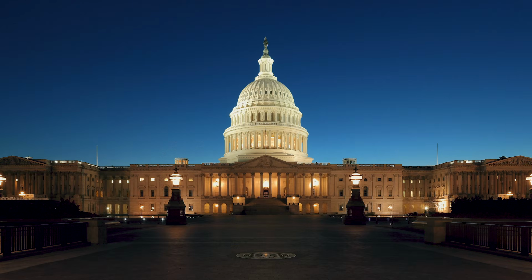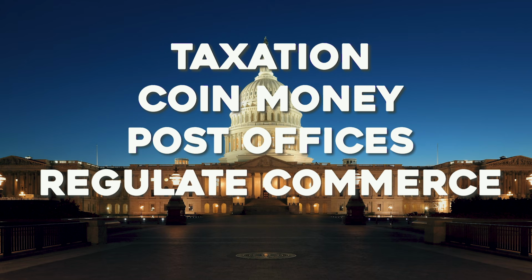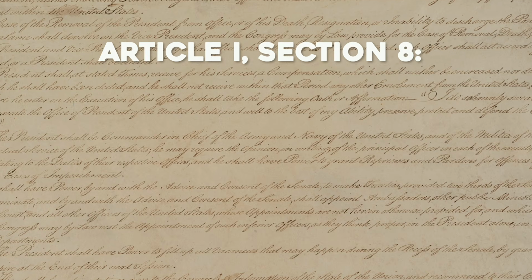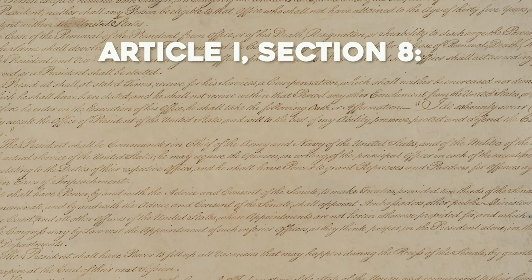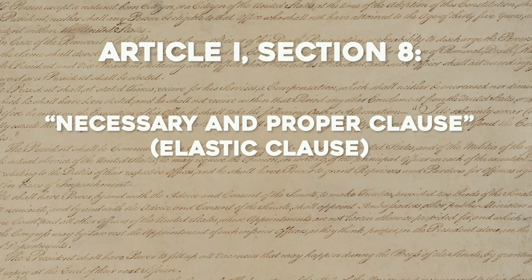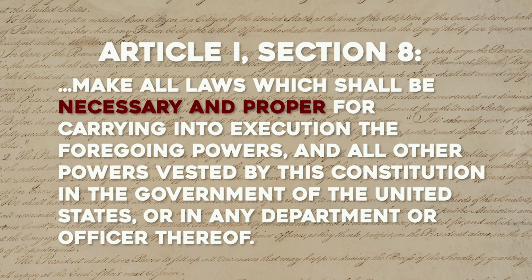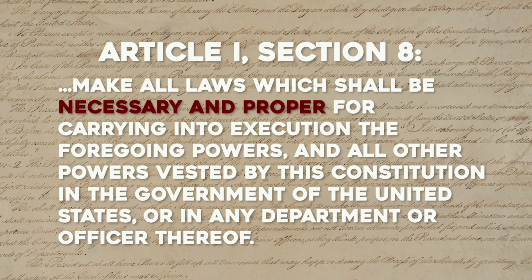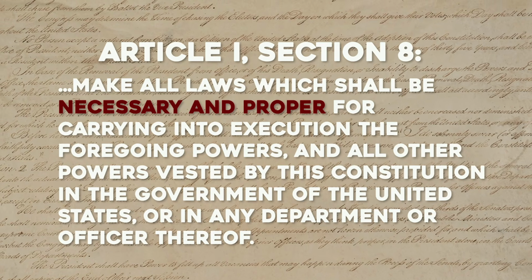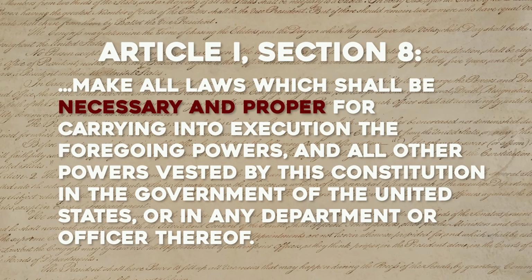Congress, which is the legislative branch, has the following powers exclusive to that branch: taxation, coining money, establishing post offices, regulating interstate and foreign commerce, and declaring war. And in Article 1, Section 8 of the Constitution, Congress's exclusive powers are further expanded with what's called the Necessary and Proper Clause, or sometimes referred to as the Elastic Clause, which gives Congress the elasticity to, quote, make all laws which shall be necessary and proper for carrying into execution the foregoing powers, and all other powers vested by this Constitution in the government of the United States, or in any department or officer thereof.